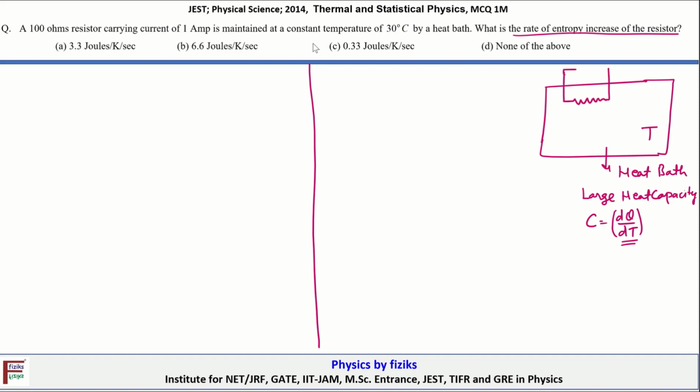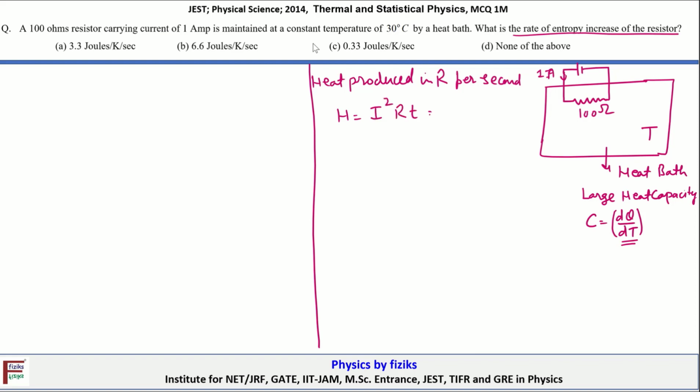Through this resistor a current of 1 ampere is flowing, and its value is given to be 100 ohm. So the heat produced in the resistance per second, that is H, is equal to I square R into T.